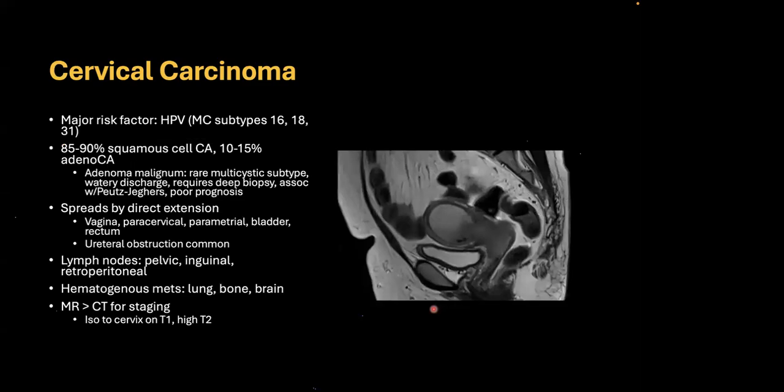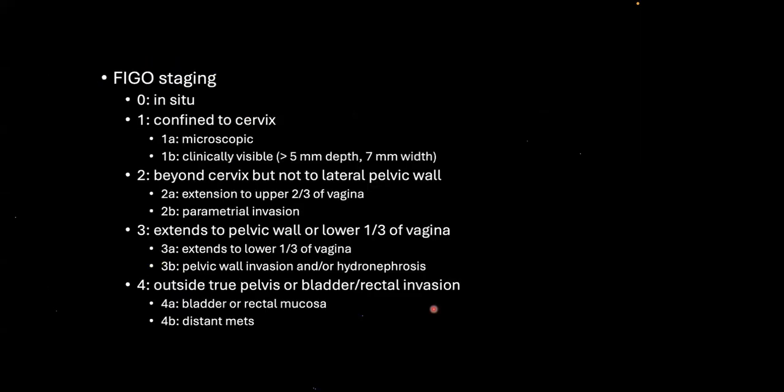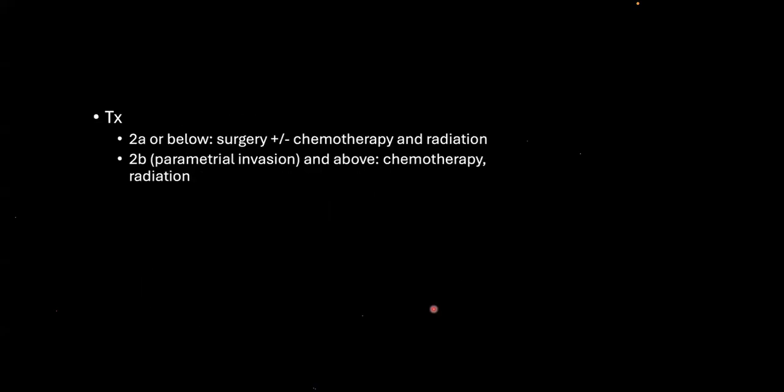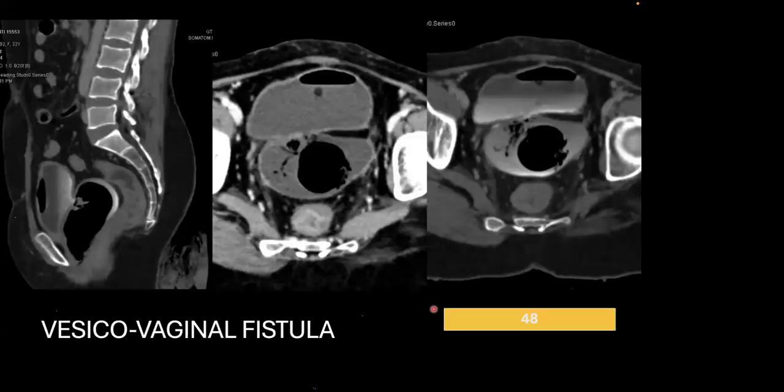Okay, so you need to read about the figure staging of cervical carcinoma as well. And few of you got this correct. It is a vesico-vaginal fistula. You can see air inside this uterine cavity. So it is obviously an abnormal thing and it is coming from the bladder, right? So it is a VVF, vesico-vaginal fistula.